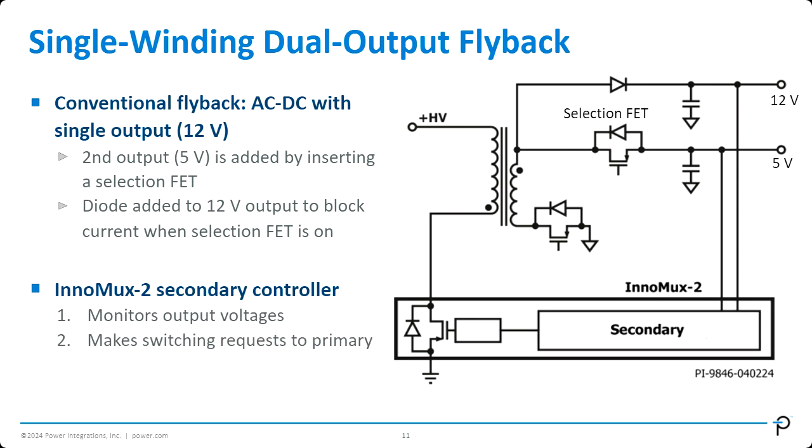So this is InnoMux-2's IC, and we sense the outputs independently. What's also important is that we control the on-off of the selection FET to direct the power flow. And the control of this signal is integrated in the IC.